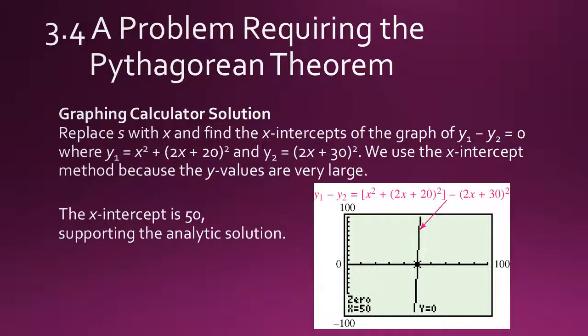Okay, this is on the graphing calculator. What we did here was we let y1 equal x squared plus 2x plus 20 squared, which was the left-hand side of the equation, and y2 is 2x plus 30 squared. Now what they did here is they actually graphed y1 minus y2 and looked for the x-intercept. And the reason for that is that the y values are very large. So you can do it that way, or even once we got it into standard form, you can graph that instead. So graphing it, we find that the x-intercept is 50, which supports the answer that we got analytically.